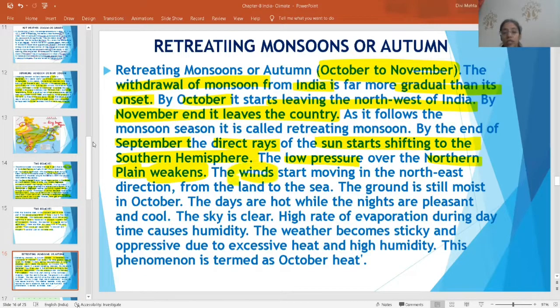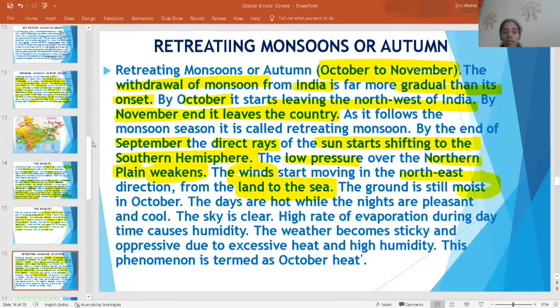So now the wind will start moving in the northeast direction. Earlier, in the monsoon season, it was moving from sea to land. Now, in the retreating monsoon, it will move from land to sea. Opposite, you have to write. That was the advancing monsoon, which means when the monsoon is going to come. Retreating monsoon means the monsoon is going from the country. Earlier the wind was moving in the southwest direction. Now the wind will start moving in the northeast direction, from land to sea.